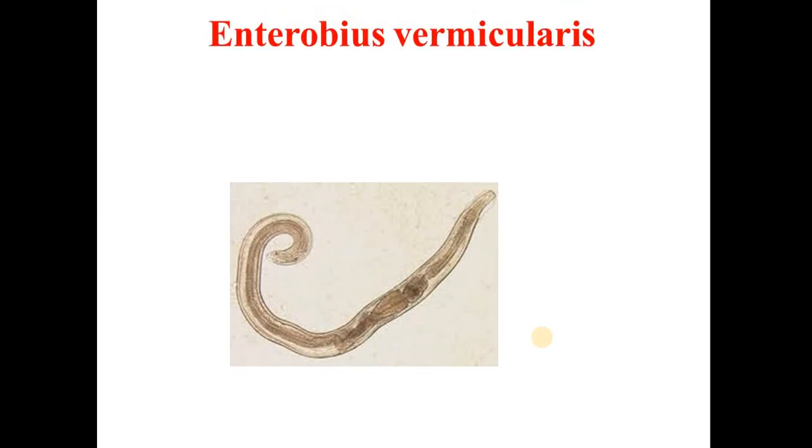Next is Enterobius vermicularis. It is commonly known as pinworm. It lives in the cecum. The worms are slender. It is a monogenic parasite. It causes severe itching in the perianal region. And this is the picture of Enterobius vermicularis.